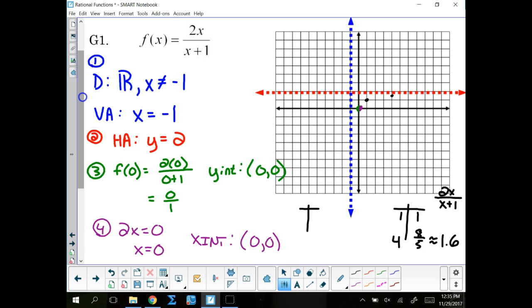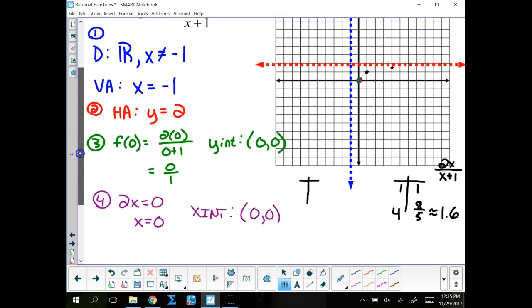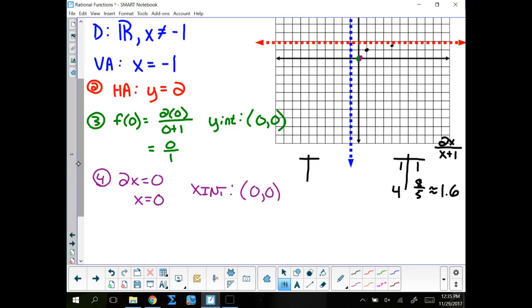Okay. Now let's come to the other side. Give me a point that is on the left side of -1. -2. -2 times 2 is -4. -2 plus 1 is -1. -4 divided by -1 is positive 4. Okay. Now let's go even farther out.